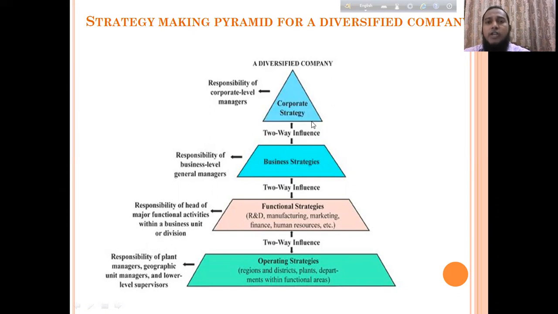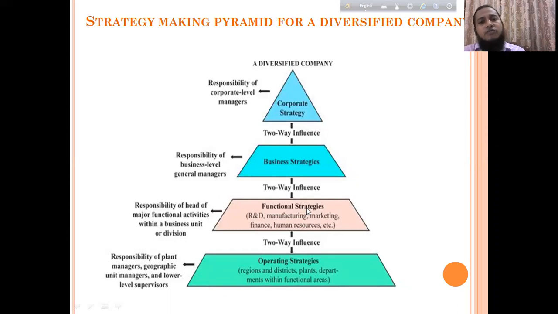Firstly, corporate strategy, which is usually developed by corporate level managers, chief executive officers, and the board of directors. They usually develop corporate strategy for a diversified company. Business strategies: a diversified company has so many businesses, and for each business, the general managers develop business strategies for a specific business. It may be for the ceramics industry, the leather industry, the garments industry, the pharmaceuticals industry, and so on.